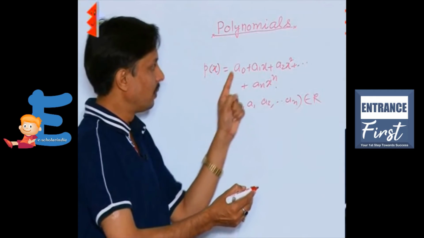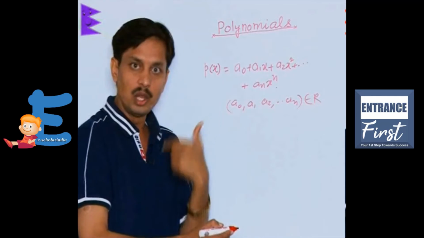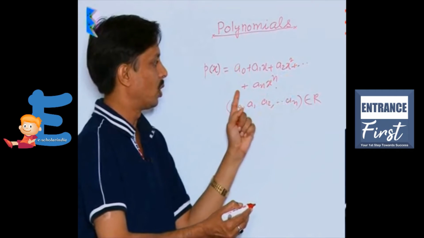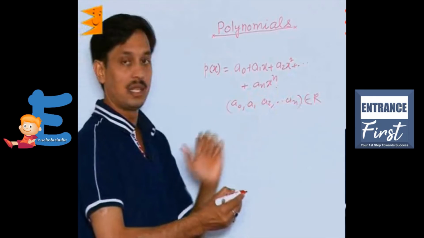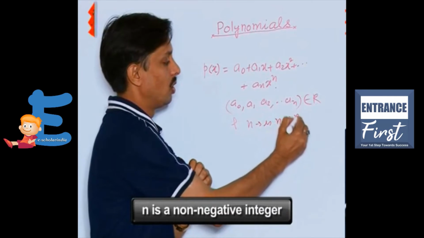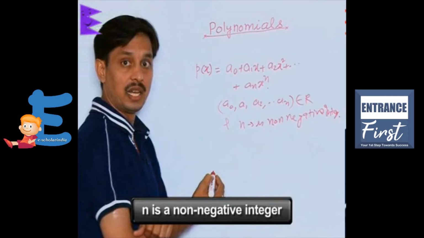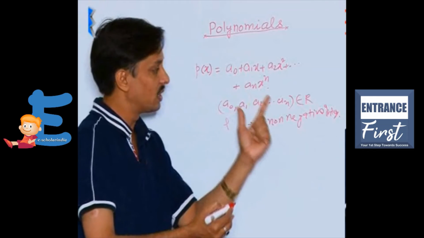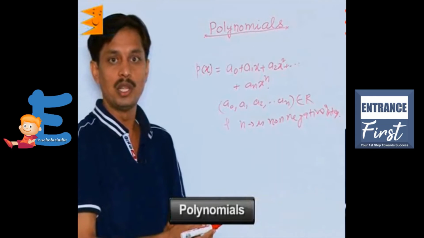So when some real numbers are attached to a variable, of only one type or two types, that is A0 plus A1x plus A2x square plus dot dot dot plus AnXn, if A0, A1, A2 dot dot dot An are real numbers and n is a non-negative integer, then this type of combination is known as a polynomial.